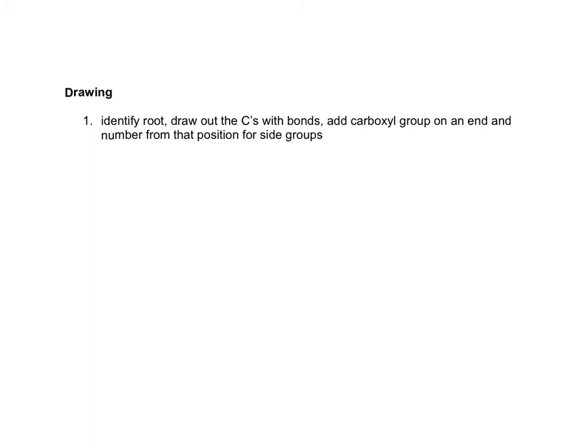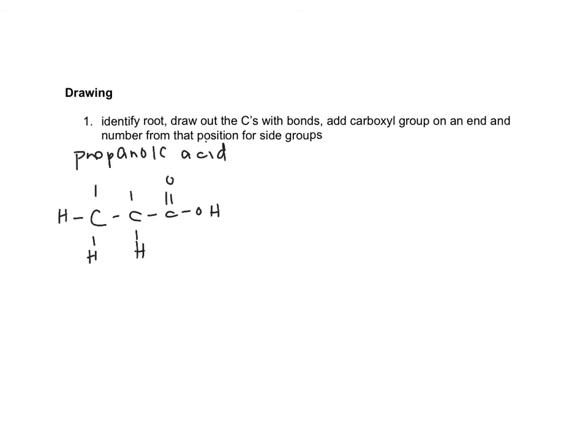So when you are drawing your carboxylic acid, identify the root, identify the longest carbon chain, put out your carbons, add the carboxyl group on the end, and then number from that position for your side groups. So if we had propanoic acid, we see that prop means 3 carbons. Put in your functional group, and then place your hydrogens because there's no side groups. So there's propanoic acid.